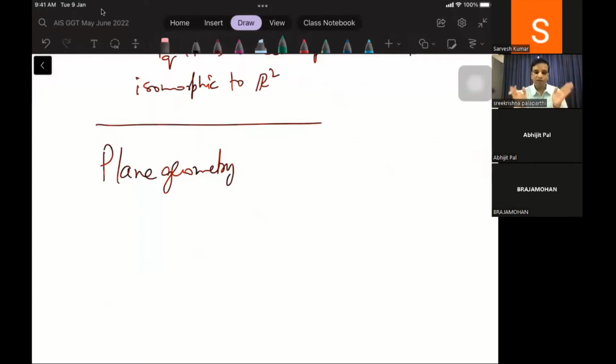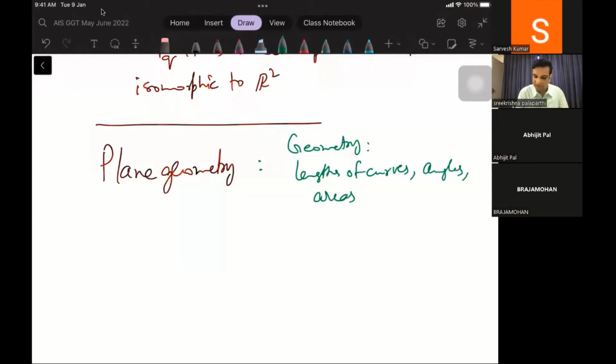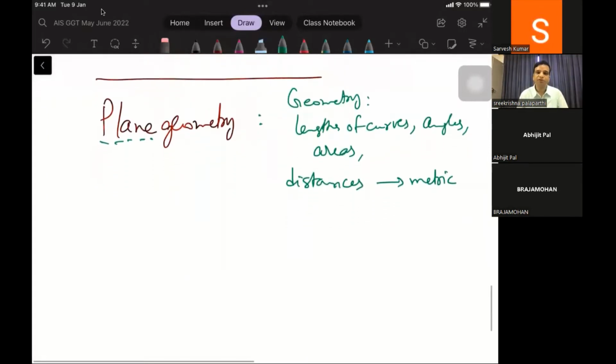Now, what about the geometry? What about the different geometry? What does geometry mean to us? We have studied Euclidean geometry. Geometry means we will talk about lengths of curves, angles, and areas, volumes in higher dimensions. But since we are only talking about plane geometry, we'll stick to areas. And then we talk about distances between points. This actually is served by a metric. We know that we need a metric for that. This is what we mean by geometry. These are the aspects that we have to define for geometry.